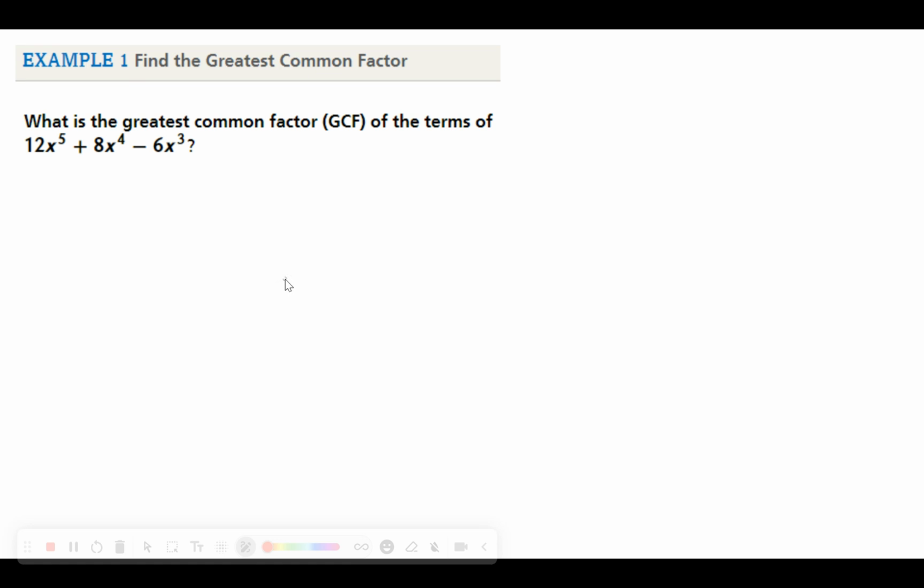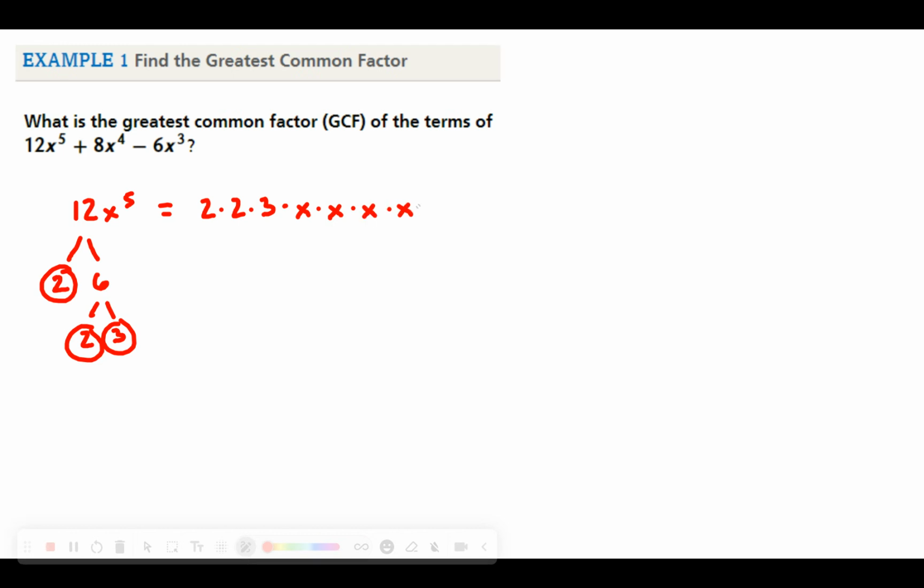Now, for this first example, I'm going to break this down into its simplest of parts. So let's take a look at this 12x to the fifth. I'm going to break 12 down using its prime factorization. This is a technique from your elementary school. The smallest prime is 2. I'm going to divide 12 by 2 to get 6. And then I'm going to divide 6 by 2 to get 3. So these are the prime numbers that make 12: 2 times 2 times 3. And then this x to the fifth means 5 x's multiplied together: 1, 2, 3, 4, 5.